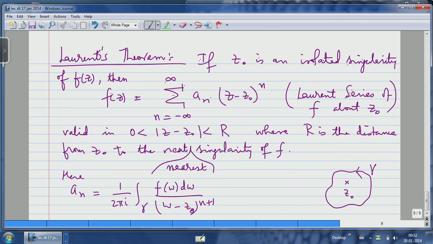If I put n equal to minus 1, I get a minus 1 is equal to 1 by 2 pi i integral over gamma f(w) dw. So the integral of f(w) dw over gamma, where gamma is going around a singularity, is a very important thing. Cauchy's theorem tells you that if you integrate a function along a closed curve such that the function is analytic inside and on the curve, then you're going to get zero. It says you won't get anything.